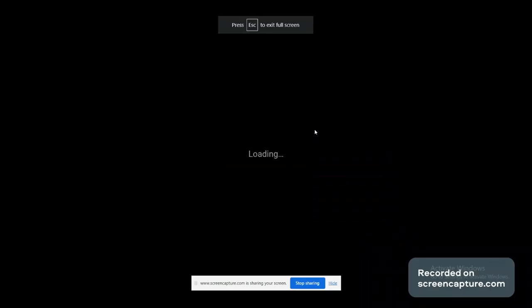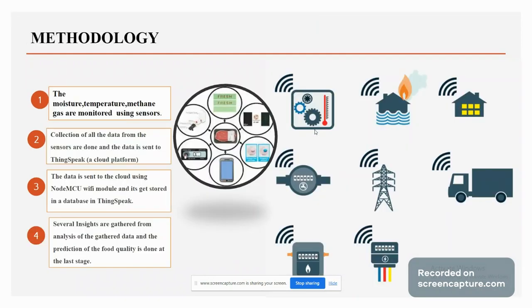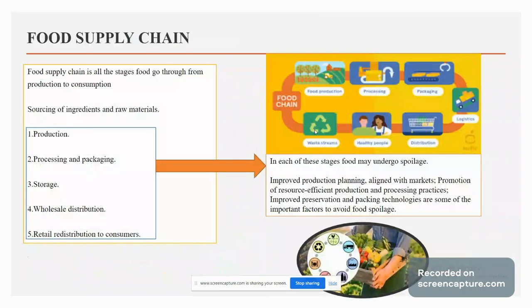So the problem statement is that food wastage is a very big problem in today's world, and the majority of food gets wasted in one of the supply chain processes. So what is the supply chain process? The supply chain process is nothing but production, packaging and processing, storage, wholesale distribution, and retail distribution to customers. All those are the five stages of the supply chain process.